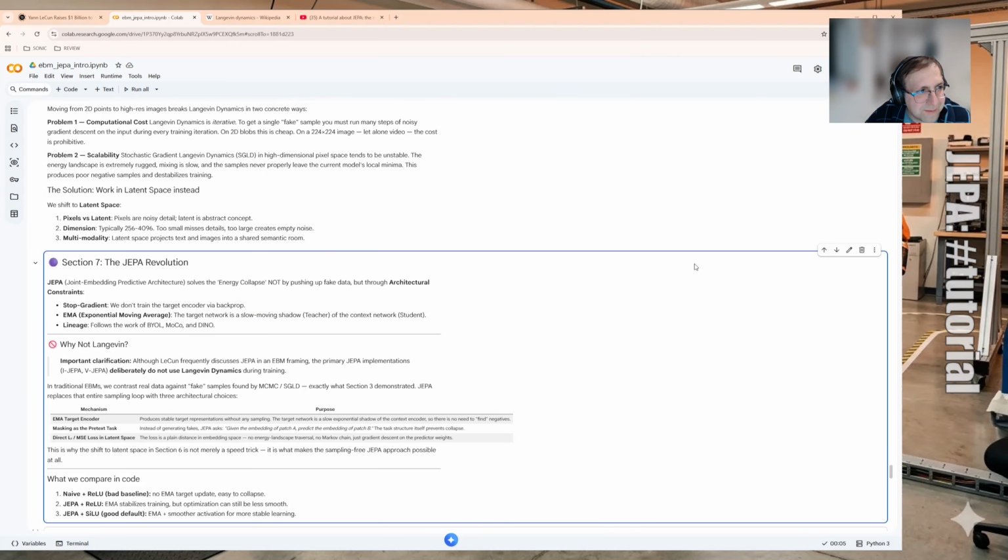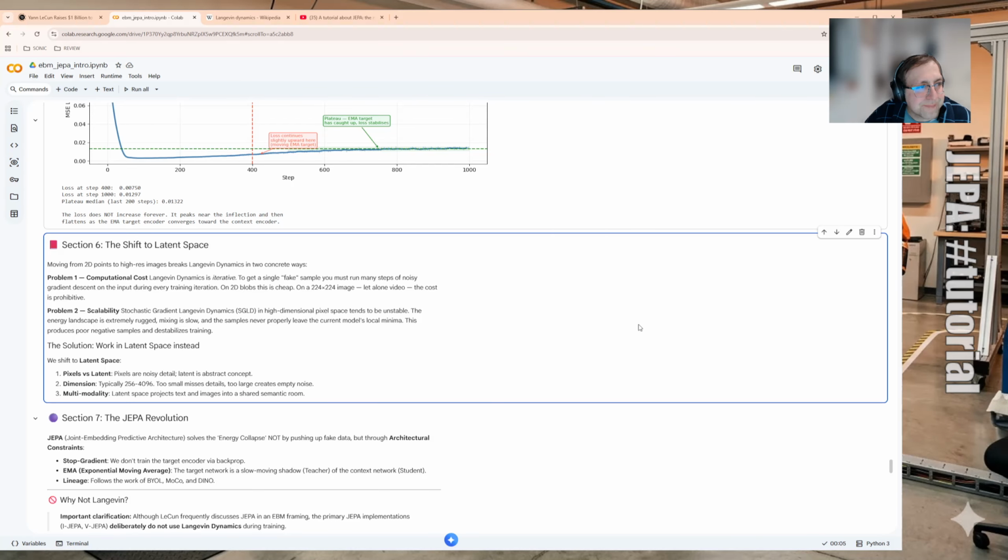What do you think about this, right? Think of this in terms of computational complexity. What you're doing here is a toy, right? But if you think of putting this into full-scale models, there are two very important problems if you're using Langevin dynamics on images.